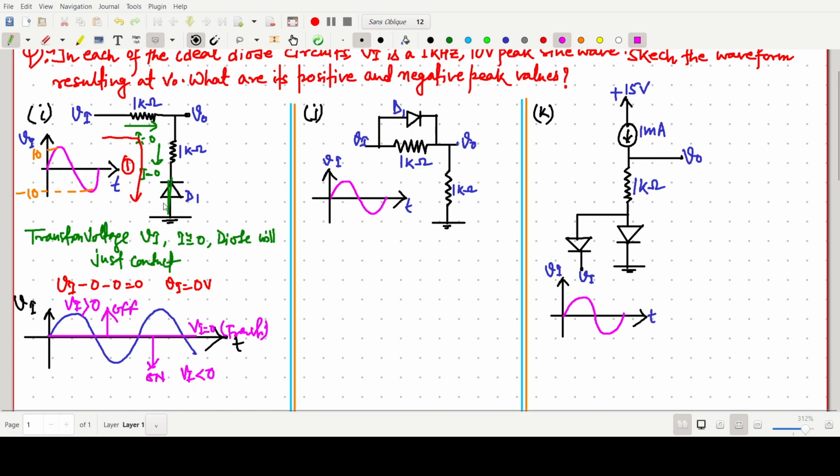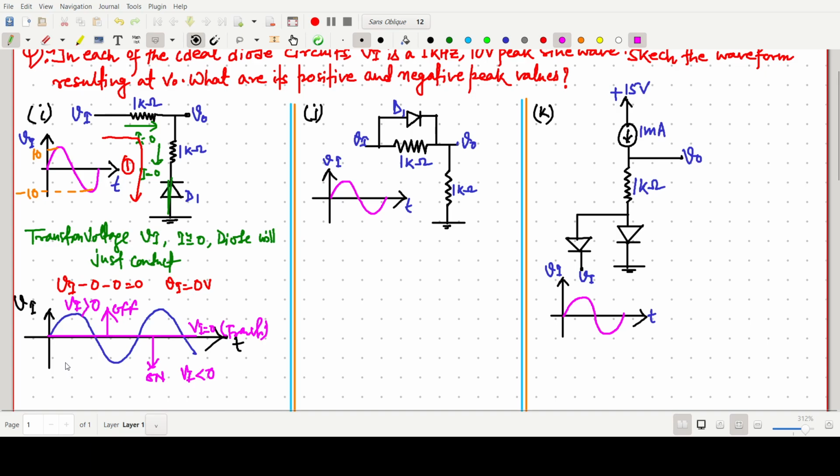In this manner you can think that the diode will simply be forward biased during the negative half. So this is the situation. You can do it directly, or this is the way to first find the transition voltage, and then think whether it is on or off above and below it.